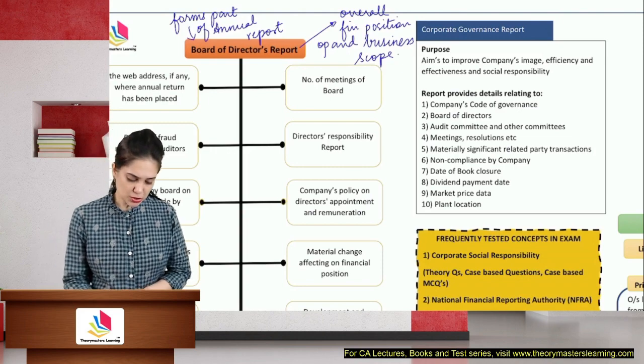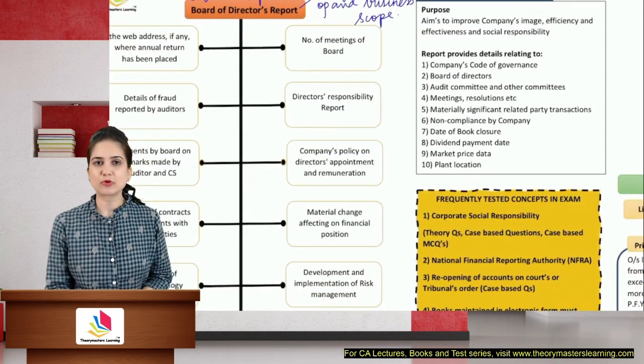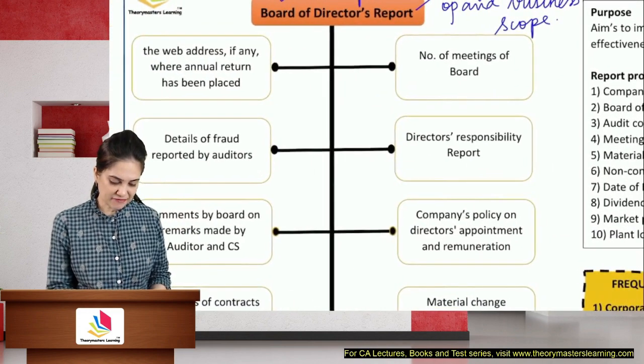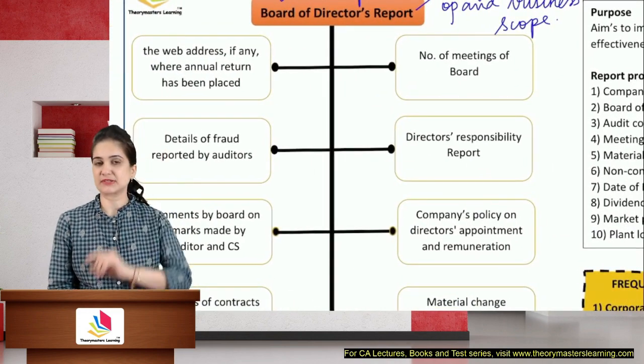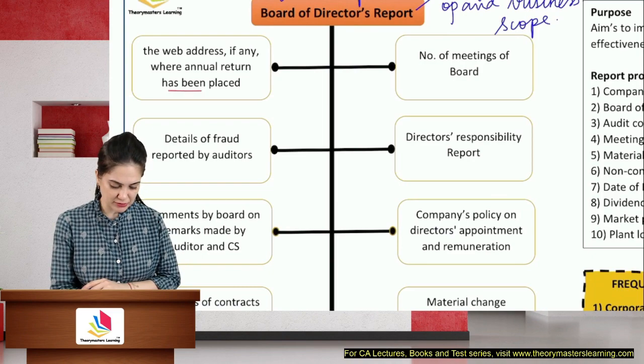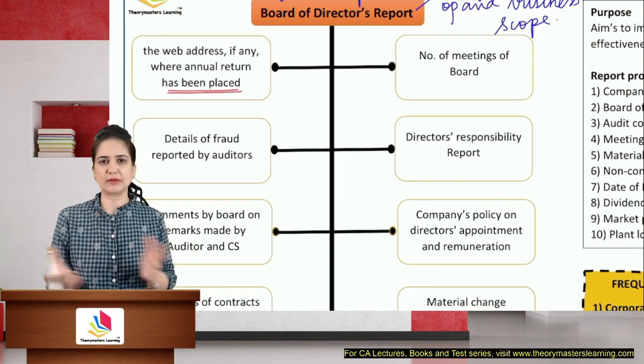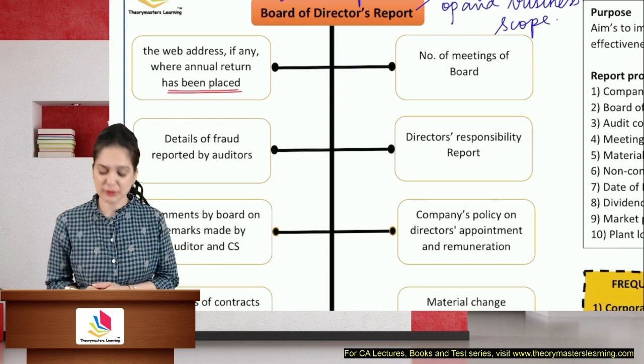Okay, so what is actually included in the board's report? What are the contents of the board report? It will contain the web address, if any, where the annual return, as we had discussed in section 92, has been placed. The URL will be given. If you're viewing the soft copy of the board report, just click on that and it will direct you to the annual report.